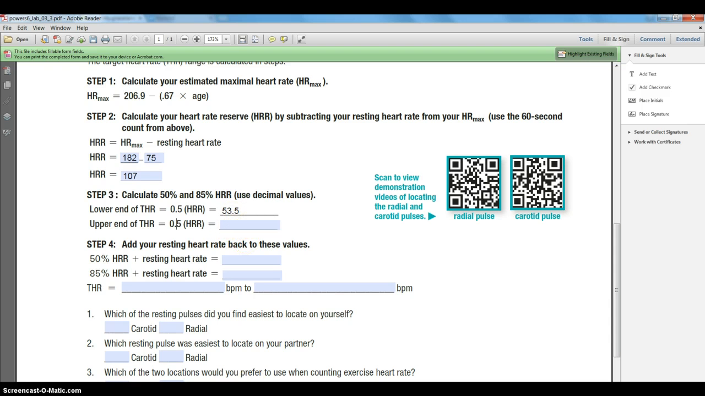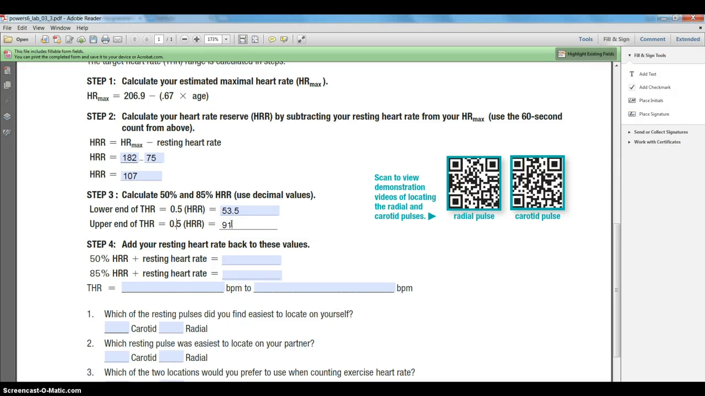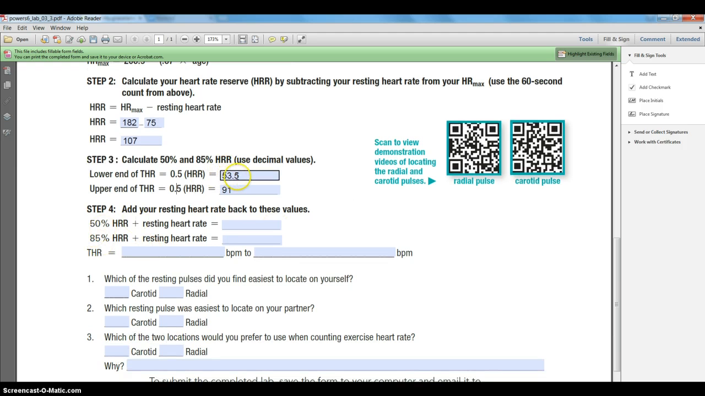So I can plug that in here. Now I've got target heart rate on the upper end. Remember, typo here, so 0.85 times my heart rate reserve. So let's go back to 107. Take that times 0.85. And I'm at 90.9. Again, if I round that up to the whole number, let's just say I'm at 91. So I'm at 53.5 at the lower end and 91 at the upper end, and this is my heart rate reserve. I'm going to go on to step 4 here.